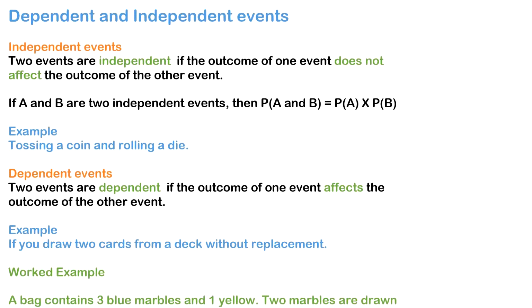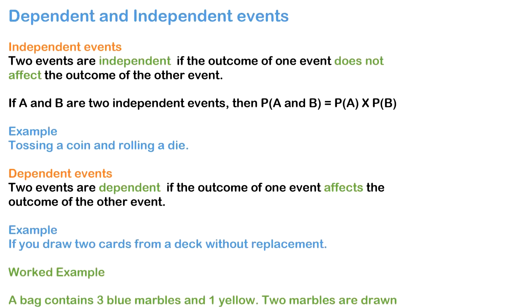In this video, we're covering dependent and independent events. So the first thing we're going to focus on is what we call independent events. These are two events where one outcome does not affect the other. An event is independent if its outcome does not affect the other. There's no interaction. If A and B are two independent events, then the probability of A and B occurring is the probability of A times the probability of B.